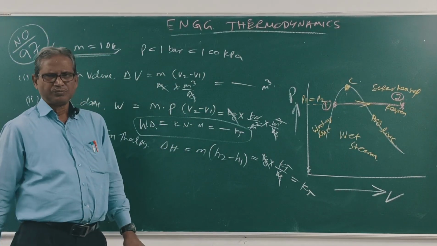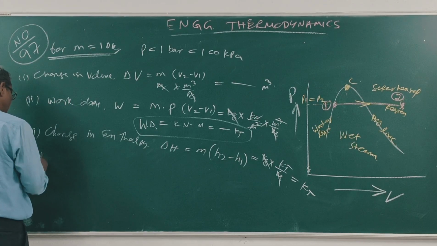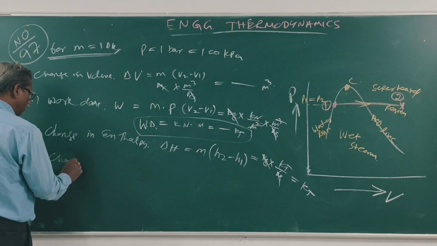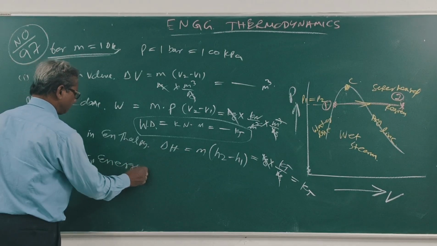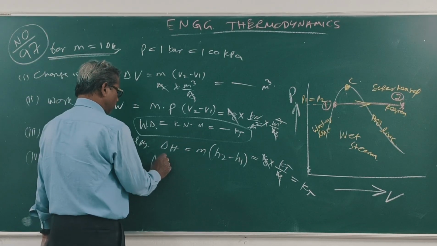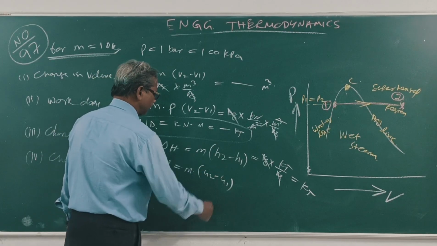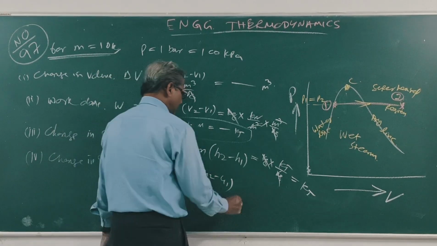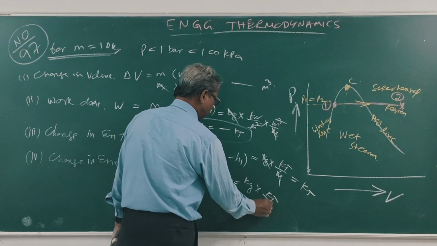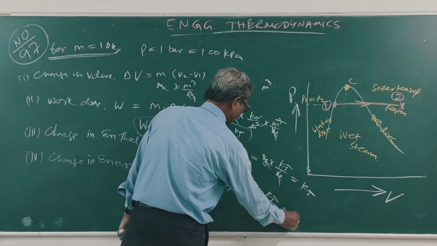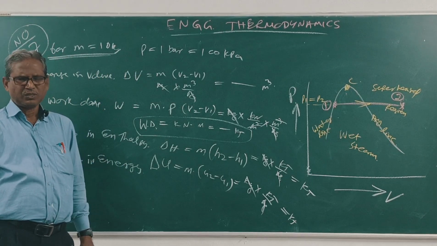Similarly, number 4, change in energy. Delta U is equal to M into (U2 minus U1). M is in kg, U2 minus U1 is kilojoule per kg. The answer is kilojoule. Right? This is change in energy.